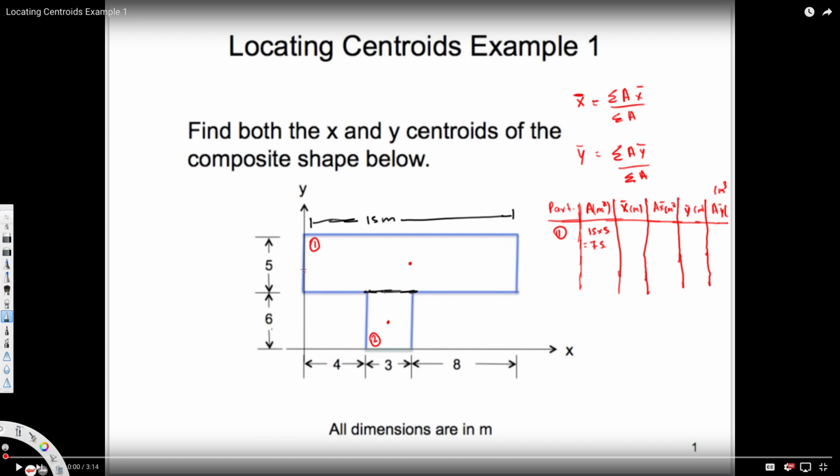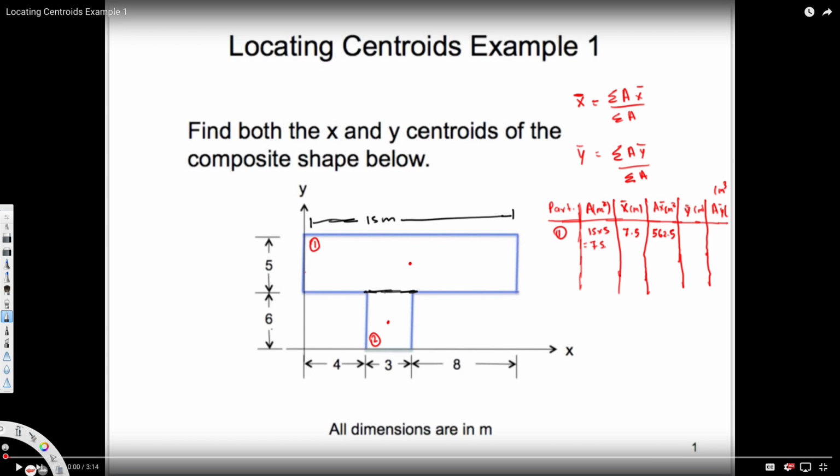So x bar means this distance from the bottom to the centroid. In this case the distance from here is exactly half of this distance, so it's going to be 7.5. Then if I multiply 75 times 7.5, I will get 562.5. So that's A x bar, the multiplication of this area and the x bar, which gives us 562.5.